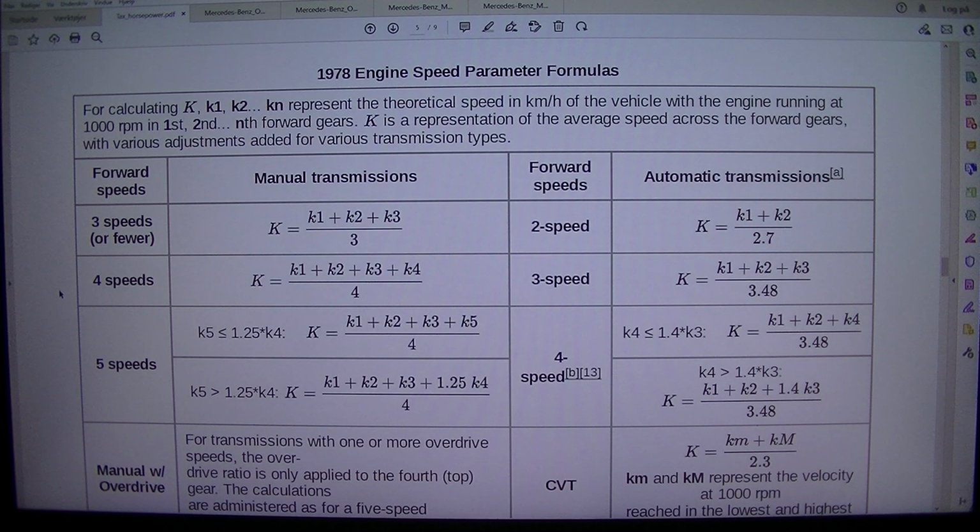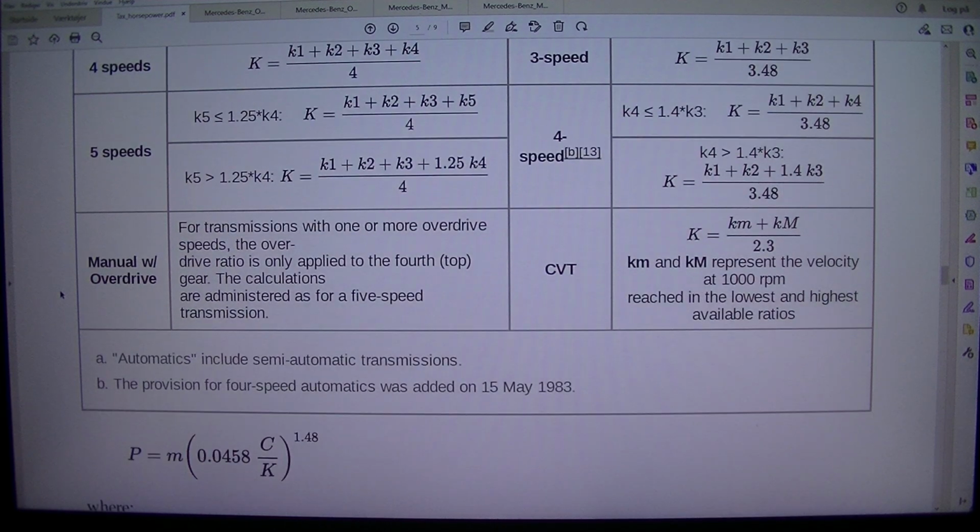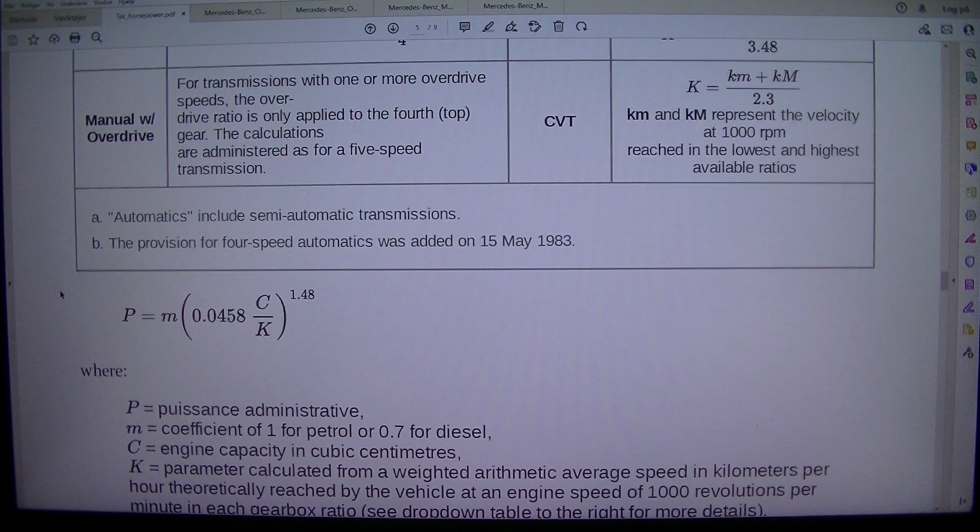W/overdrive for transmissions with one or more overdrive speeds. The overdrive ratio is only applied to the fourth, top, gear. The calculations are administered as for a 5-speed transmission.